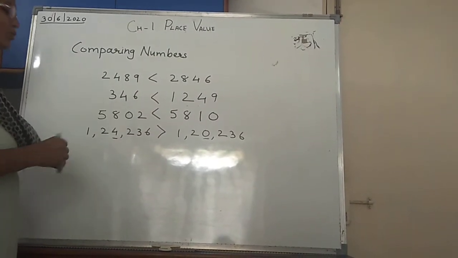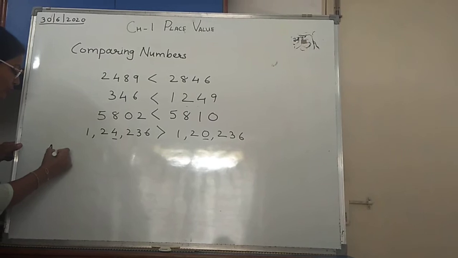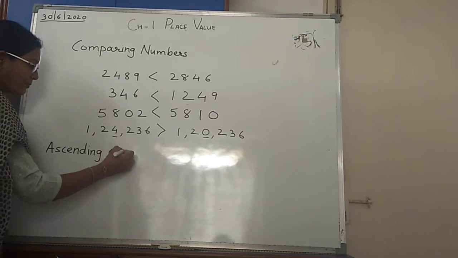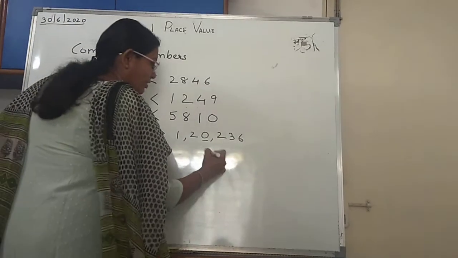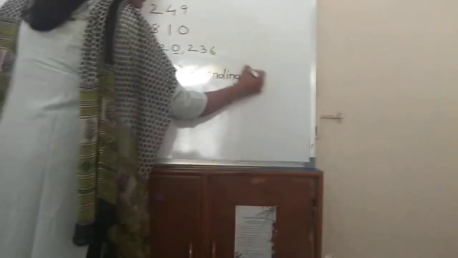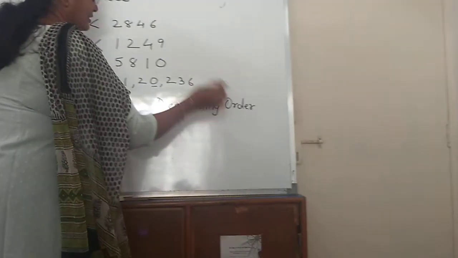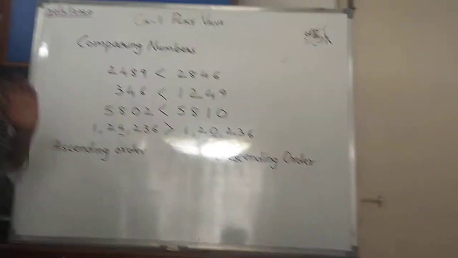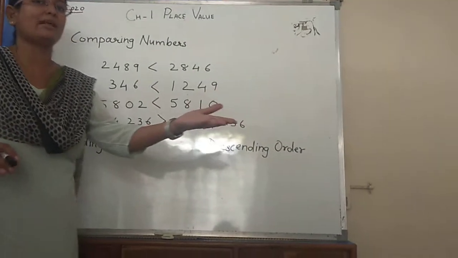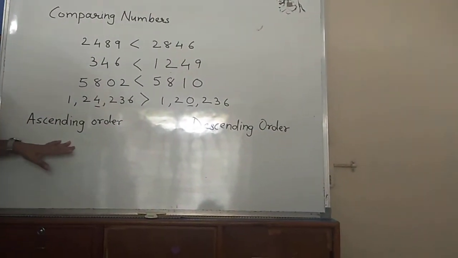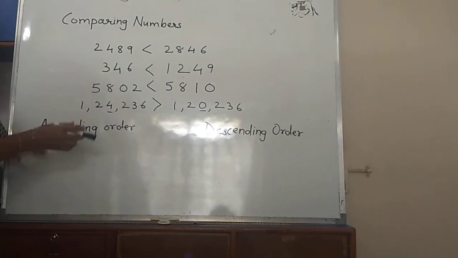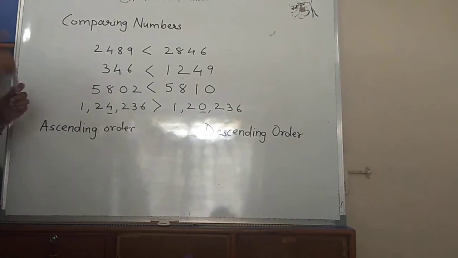By using this rule, you can find out ascending order and descending order. If you know how to compare, then you can find out the ascending order and descending order of the given numbers. I know you have already studied ascending order and descending order in the earlier classes, but now let me explain what is ascending, what is descending. Ascending means small to big or big to small? It is small to big. How to remember it?